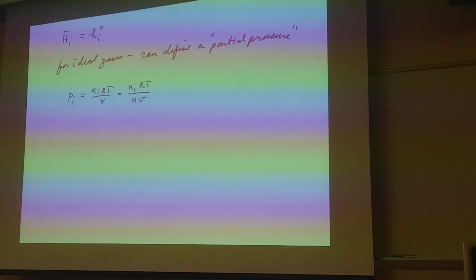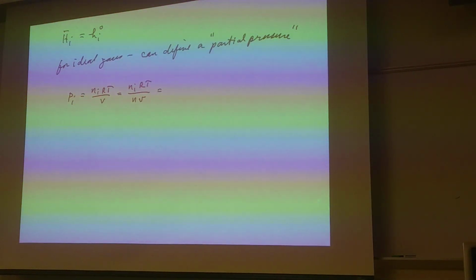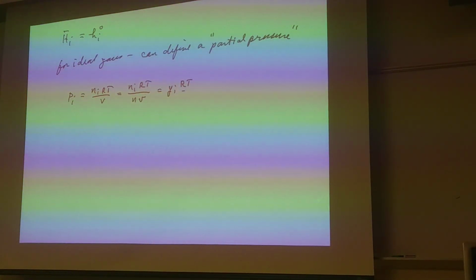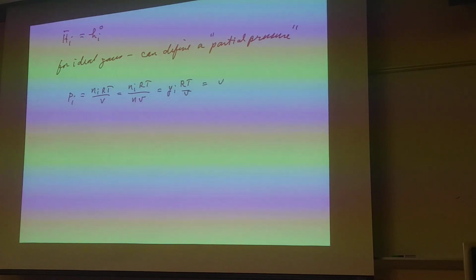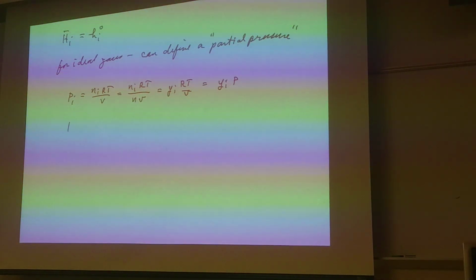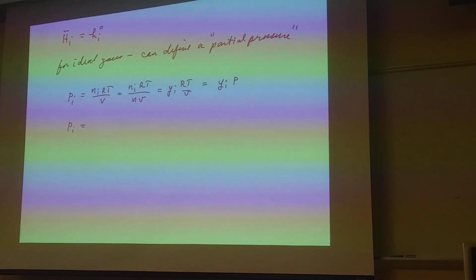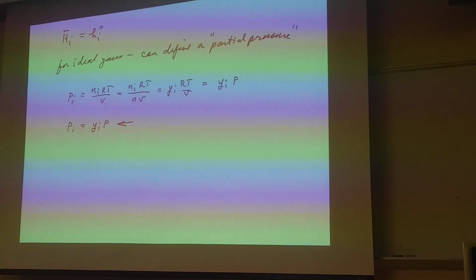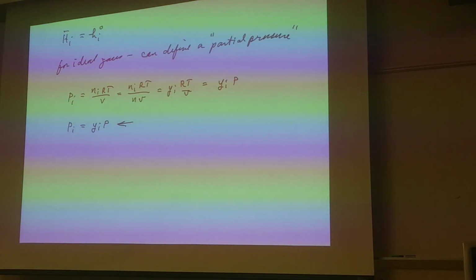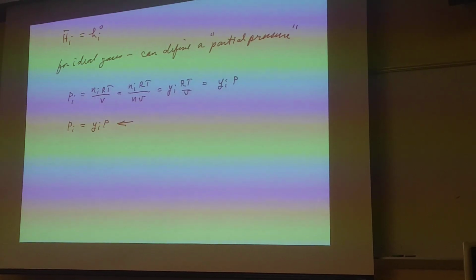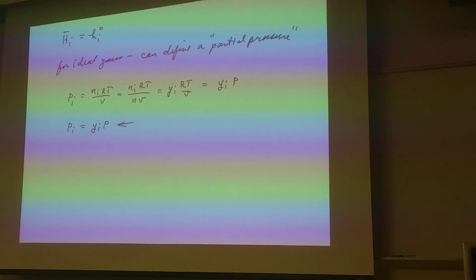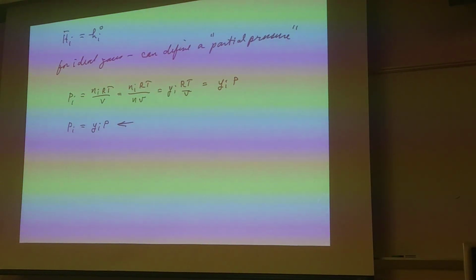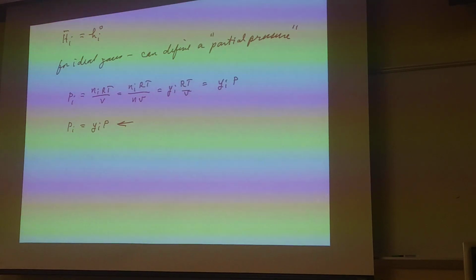which seems kind of trivial, but now I see N_i over N is just y_i. So y_i P. The partial pressure of a component i in an ideal gas mixture is equal to its mole fraction times the total pressure, and sometimes that's used as the definition for the partial pressure of a component in an ideal gas mixture. Here's the important thing I want you to take home: for anything other than an ideal gas mixture, we cannot define a partial pressure. It is strictly a concept applicable to ideal gases.